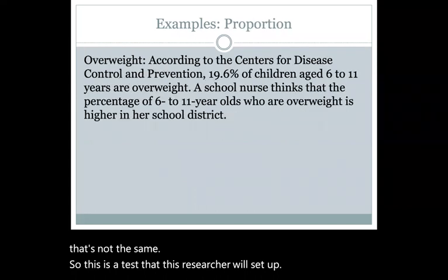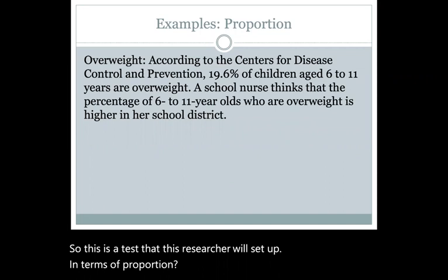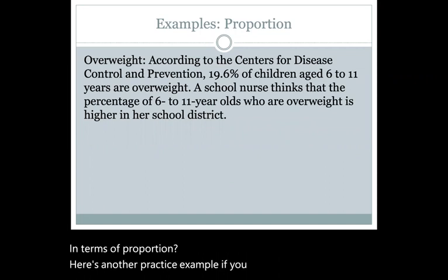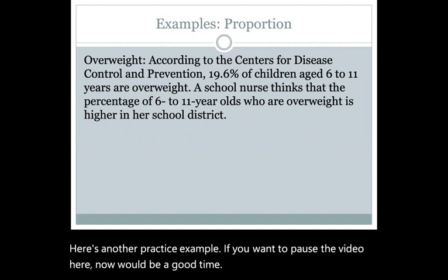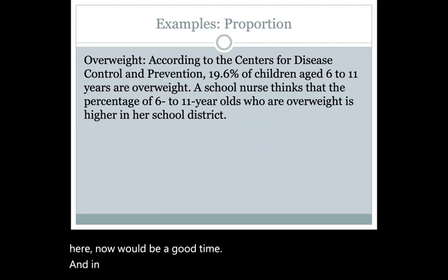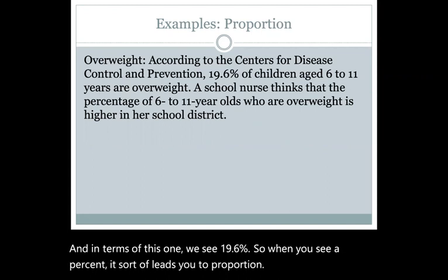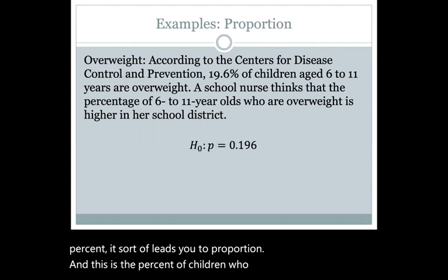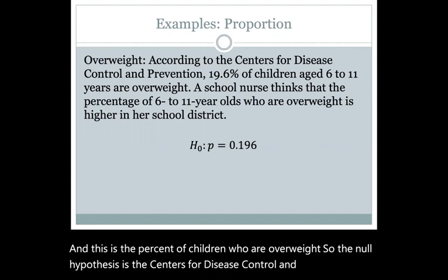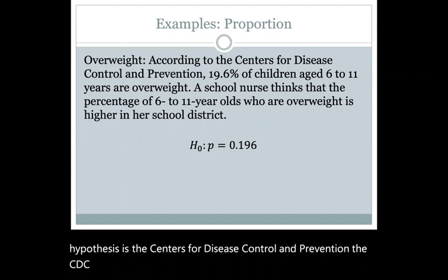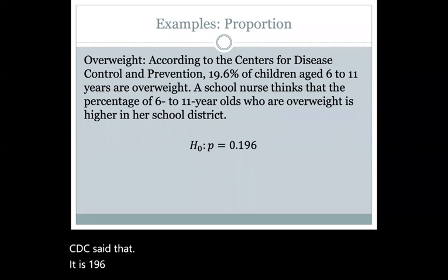In terms of proportion, here's another practice example. If you want to pause the video here, now would be a good time. And in terms of this one, we see 19.6%. So when you see a percent, it sort of leads you to proportion. And this is the percent of children who are overweight. So the null hypothesis is the Centers for Disease Control and Prevention, the CDC, said that it is 19.6%. So our null hypothesis is 0.196.